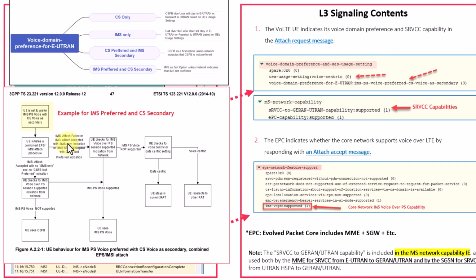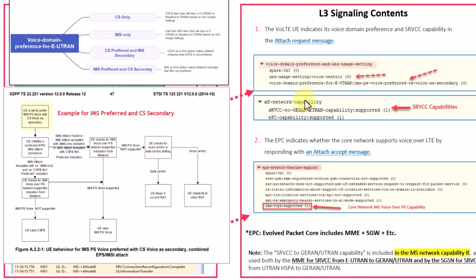In case the attach fails or is not accepted by the network, again the UE will go and check the capability of the network. So assume the network mentioned that it's not supporting IMS PS. Now this is the second piece of information that comes into the figure: the UE will check whether it is voice centric or data centric.